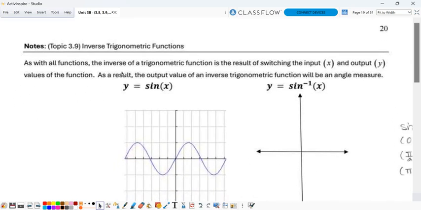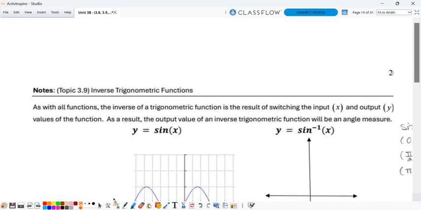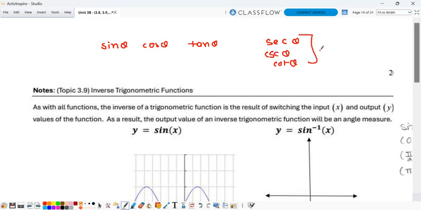We have three trig functions: sine, cosine, and tangent. In fact, we have 6 trig functions, but we are not going to do the other three. So in this topic, we are going to do sine inverse, cosine inverse, and tangent inverse, so only these 3 functions. Secant, cosecant, and cotangent inverses are not in the curriculum, so you only need to know 3. So that's good news.